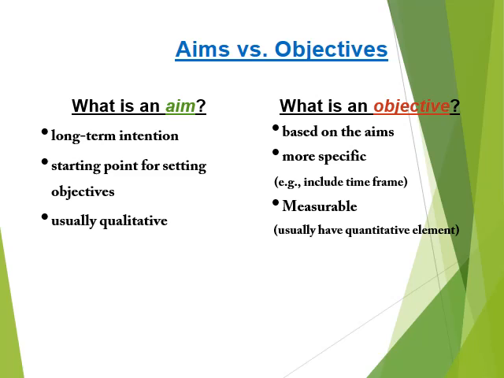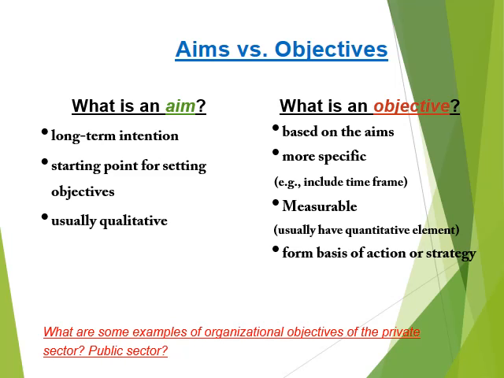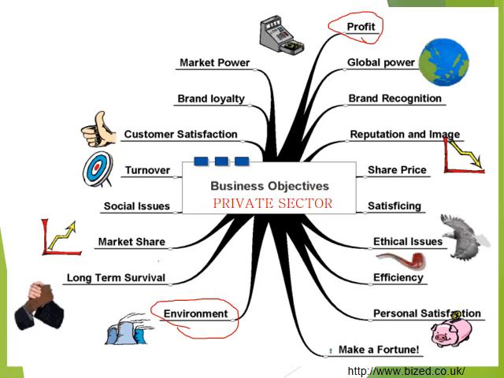I will give examples of organizational objectives of the private and public sector. So these are the objectives of the private sector. You can see that there are a lot of kinds of objectives. Then I will explain about profit and environment.